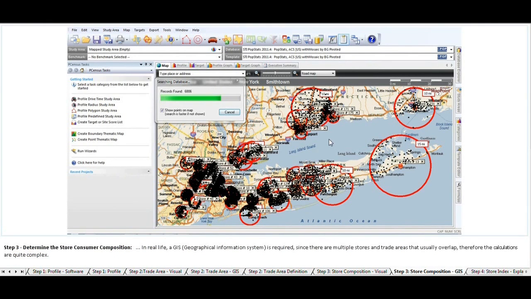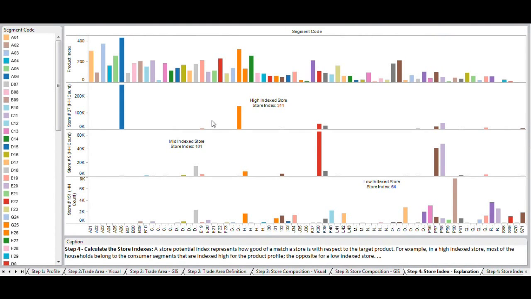Now we were just showing that to you visually, but in order to do this for hundreds or thousands of stores, again, you're going to need to use a geographical information system, because the trade areas need a special tool to run this algorithm and be able to determine the composition of consumers around each store. Now let's look at the store indexes and explain how they work.